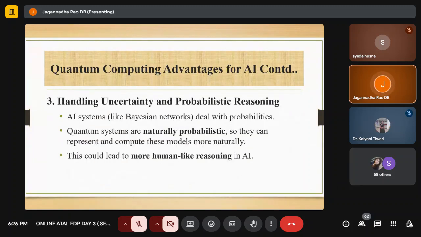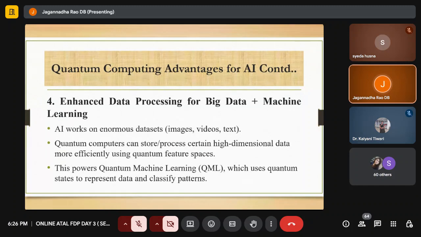Next advantage of quantum AI is handling uncertainty and probabilistic reasoning. AI systems deal with probabilities. They take multiple predictions and multiple options from data sets, and in that direction they find the solutions. Quantum systems are naturally probabilistic, so they can compute these models more naturally. That could lead to more human-like reasoning in artificial intelligence.